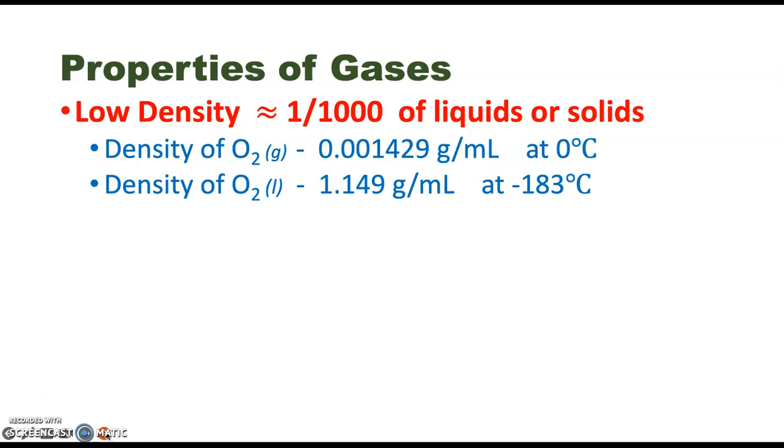The first thing you need to know is they have very low density. You probably already knew this. But they typically have about 1/1000th the density of their liquid or solid counterparts. So as you can see, here's an example. The density of oxygen as a gas is about 0.001429 grams per milliliter. That's at 0 degrees Celsius. The density of oxygen as a liquid is about, you can see it's very close to 1,000 times bigger than that. So densities of gases are about 1/1000th that of their liquid or solid counterpart.